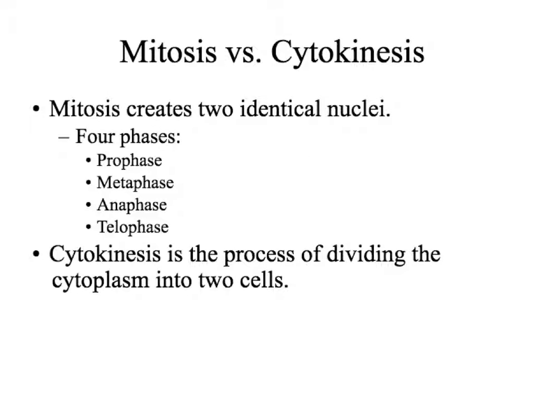Okay, so let's look real quickly again at mitosis and cytokinesis. Mitosis is where we're creating 2 identical nuclei, 1 for each of the daughter cells. There are 4 phases in mitosis. They're prophase, metaphase, anaphase, and telophase, and we'll go into those in a little more detail in a couple seconds. And then cytokinesis is just that process of dividing the cytoplasm into 2 cells.